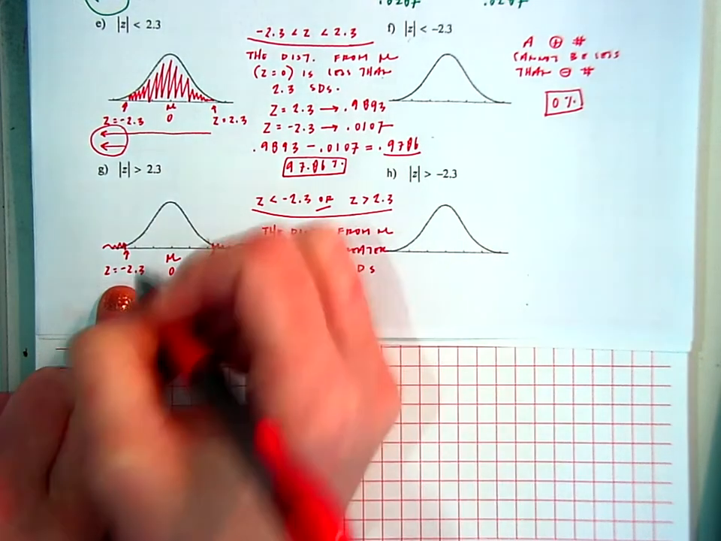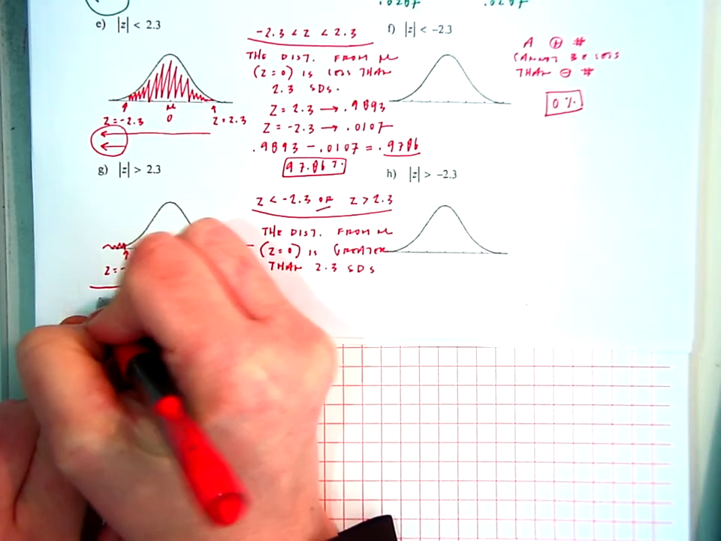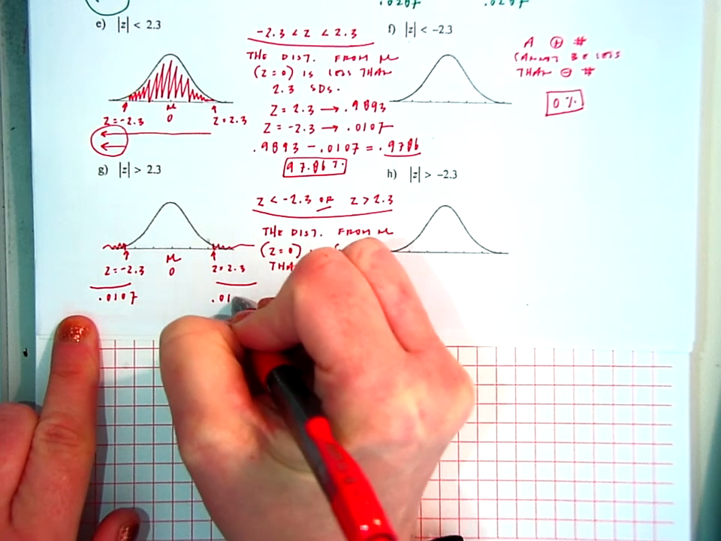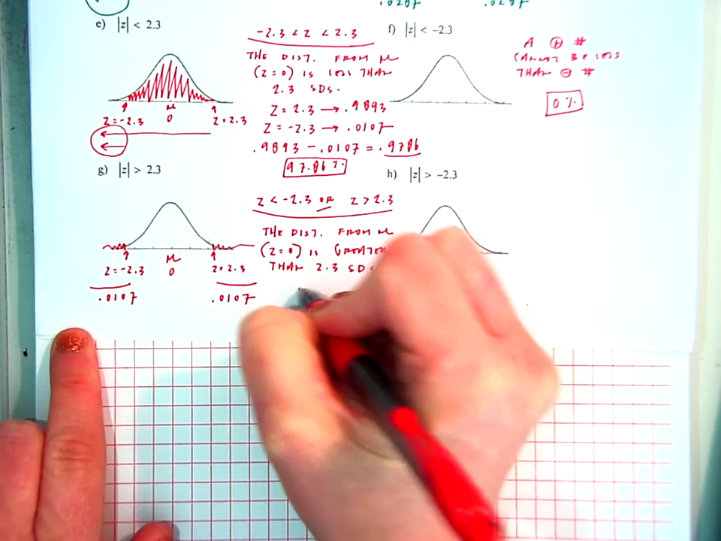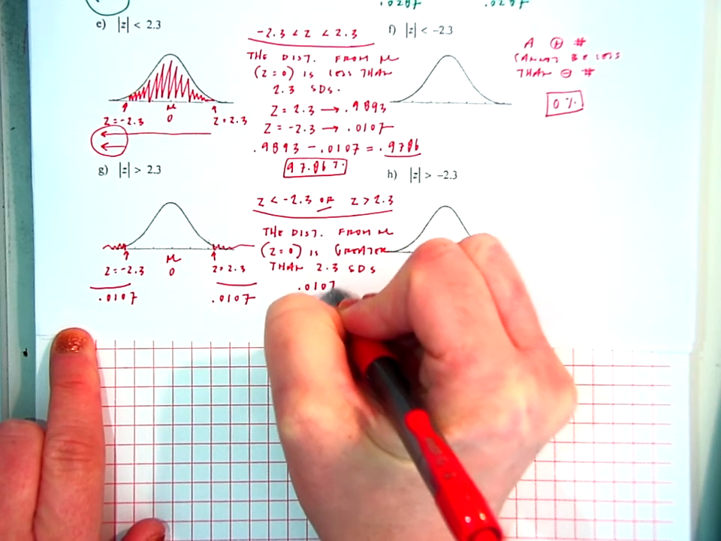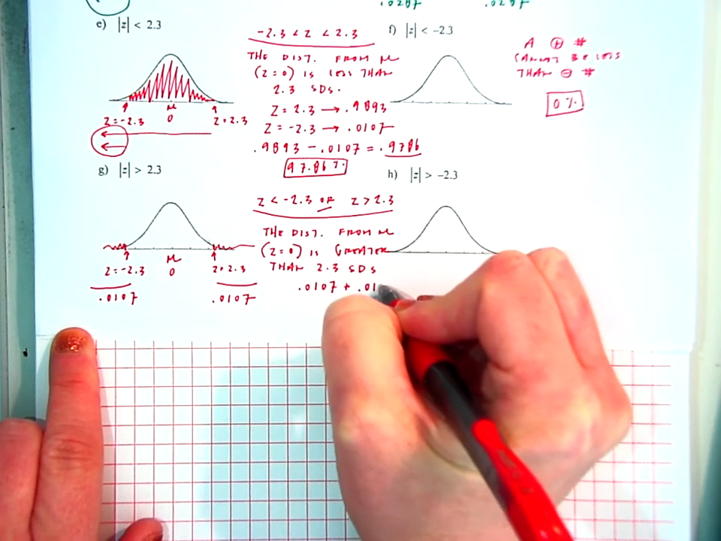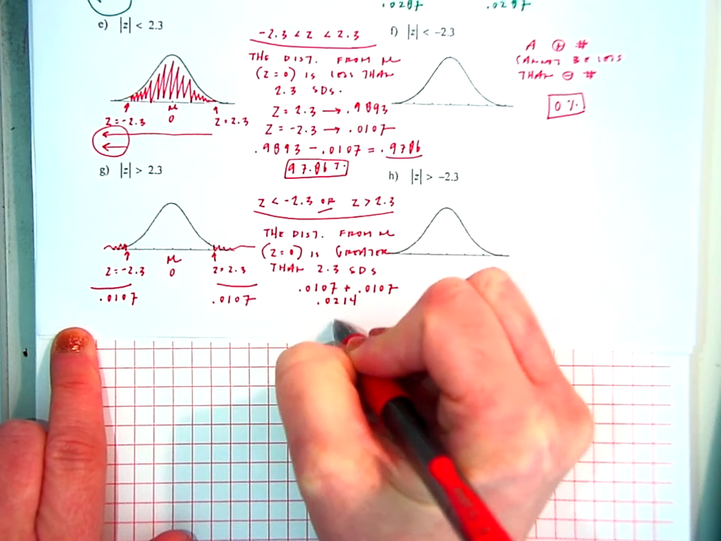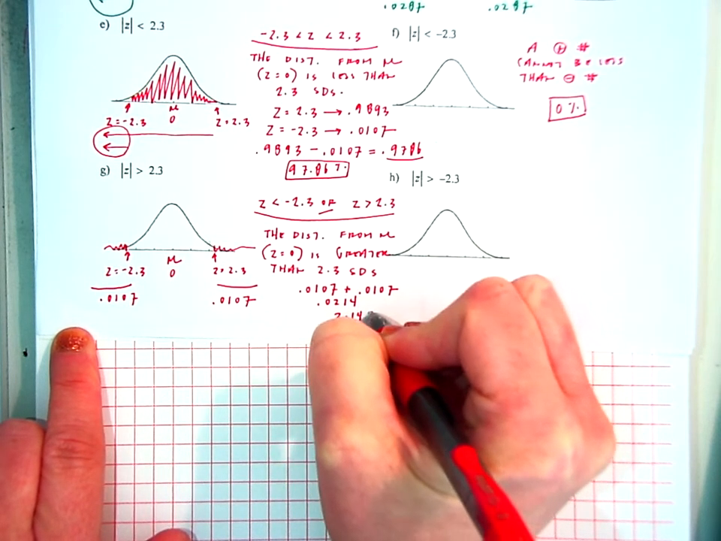So if I look up that z-score of negative 2.3, I already had that from the previous problem, I see that this area here is 0.0107, and this area will match. So I just have to add them. 0.0107 plus 0.0107, and I get 0.0214, or 2.14%.